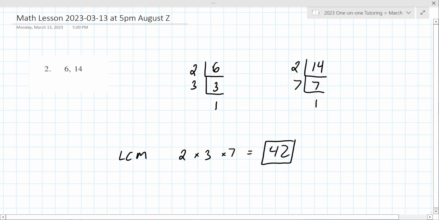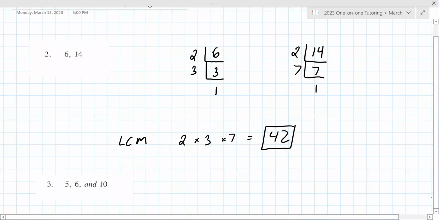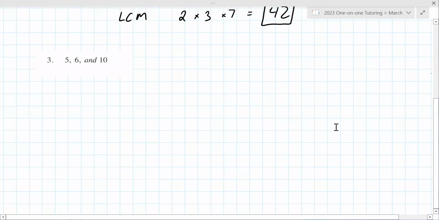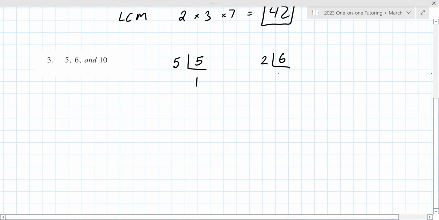All right, now let's go to number 3. Number 3 is just 3 numbers instead of 2. It's the same process though. We're going to do them one at a time. 5, 6, and 10. So start with 5. 5 is just 5 because it's a prime number. 6, we just built its factor ladder in the previous problem, so it's 2 and 3.